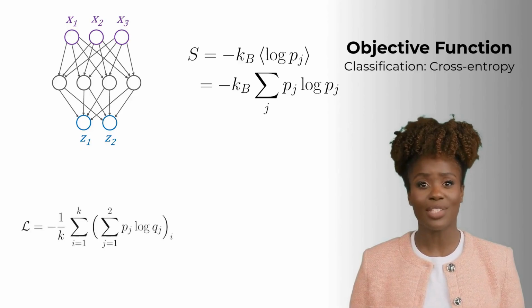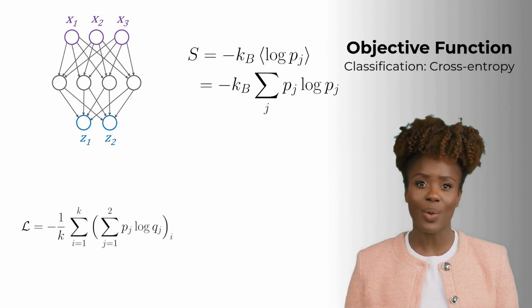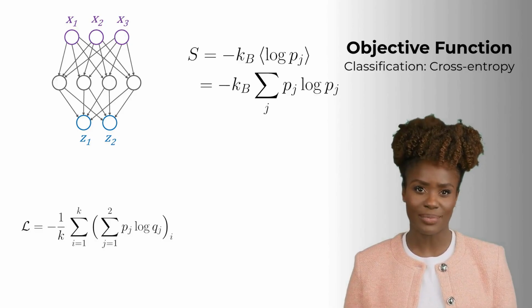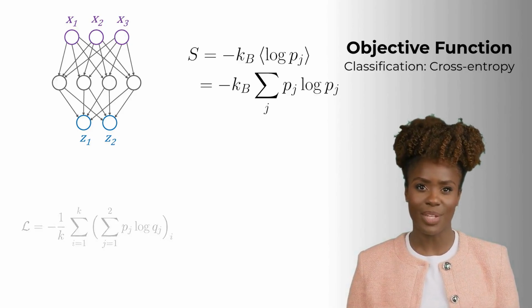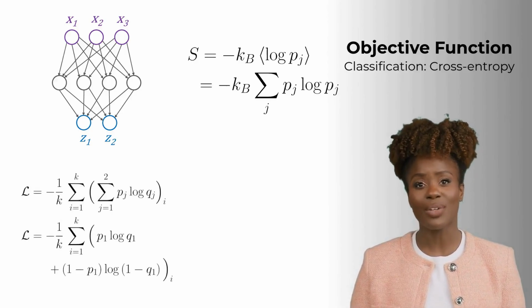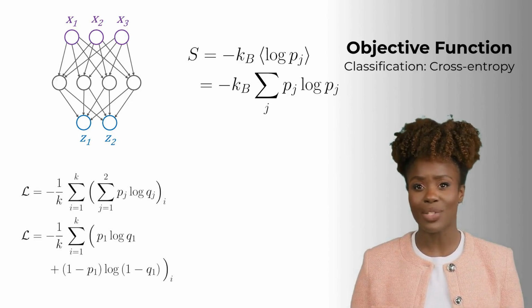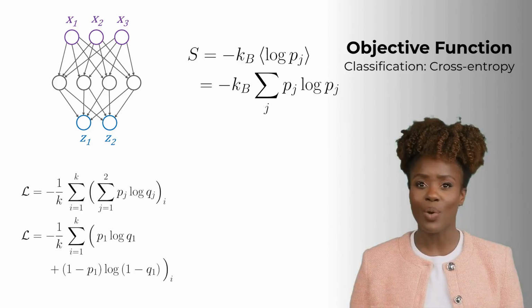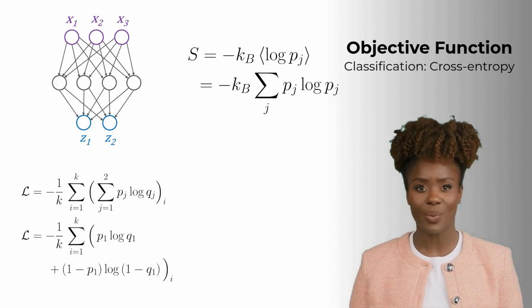Let us restrict here to two classes, m equals 2, one is signal, one is background. Using only two classes permits us to write the sum explicitly with the signal probabilities P1 and Q1. The backgrounds are 1 minus P1 and 1 minus Q1 respectively.